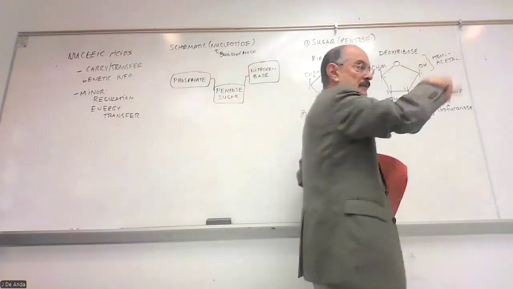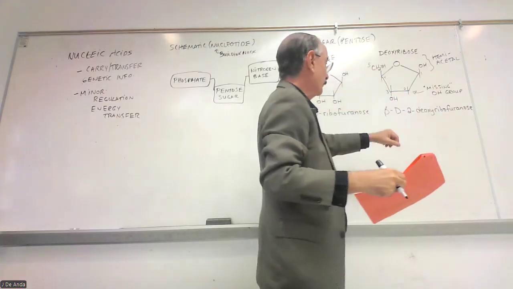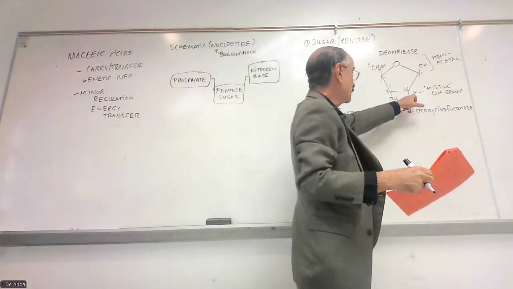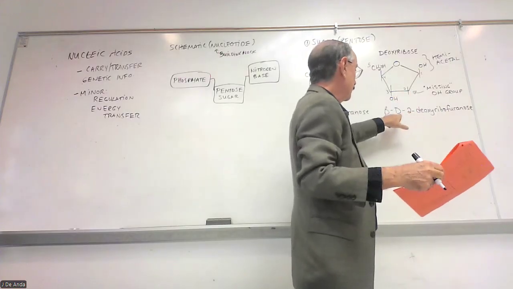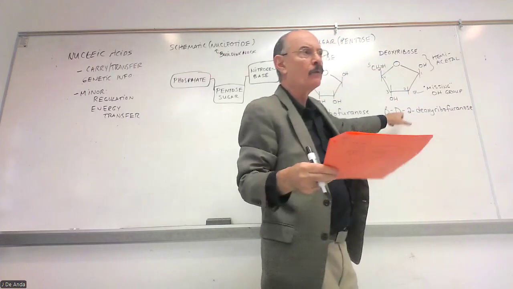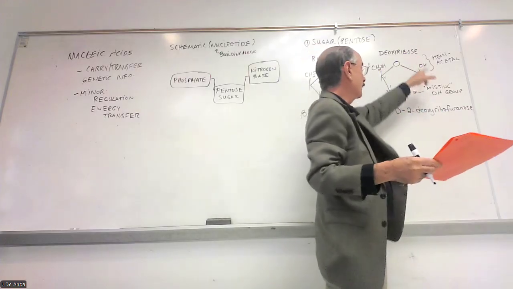Furanose means it's a 5-sided ring. Ribo means the parent sugar. Deoxy in this case because it's missing an OH. This number indicates the position at which it's missing. And then D is the isomer when we look at mirror images. And then beta, because this OH is facing up.